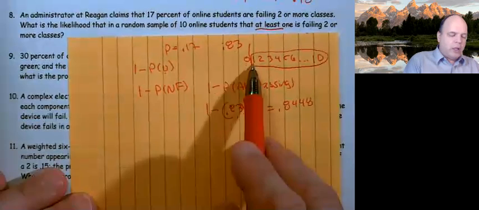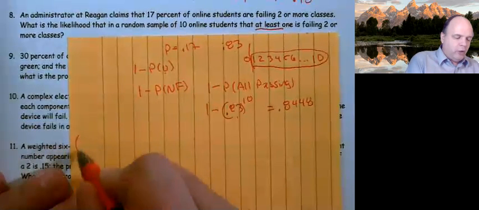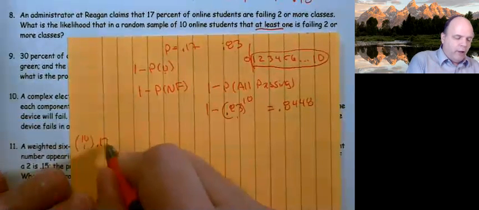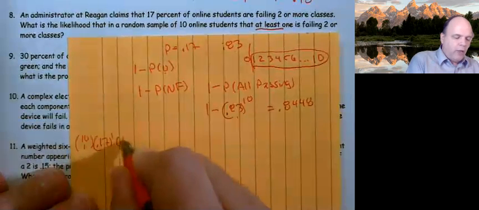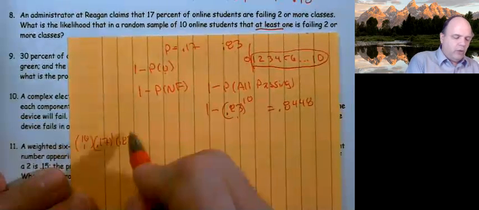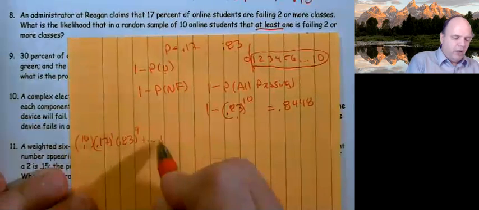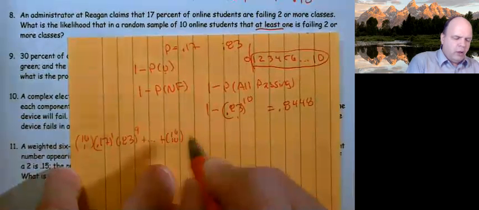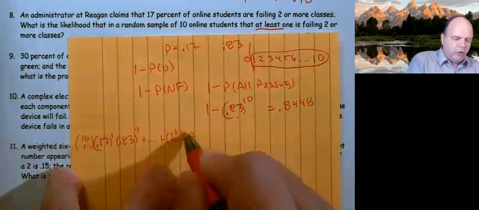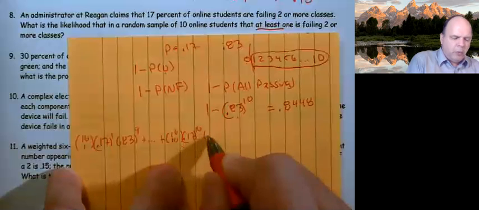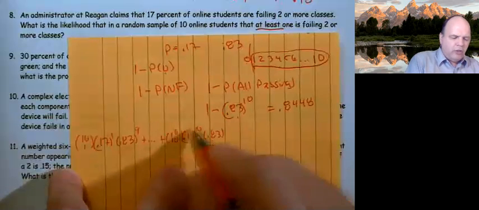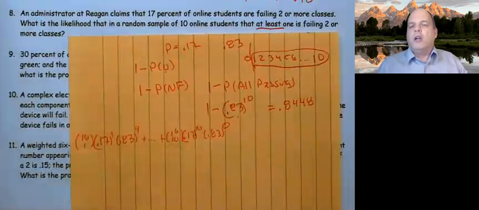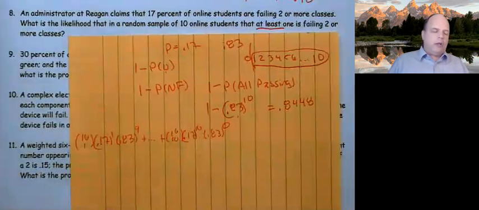And if I were showing work on the binomial, I'd have to do this. I'd have to go 10 choose 1, and the probability of one failing is 0.17 to the first times the passers, 10 minus 1 is 9, plus dot dot dot plus 10 choose 10, 0.17 to the 10th power times 0.83 to the 10 minus 10, which is 0. So that's our work shown. That's what we would do for our work, and then we plug it in the calculator. But what are we plugging into the calculator, and how does that relate?